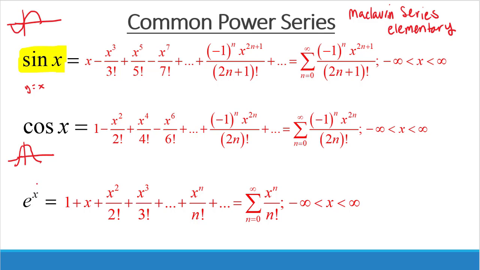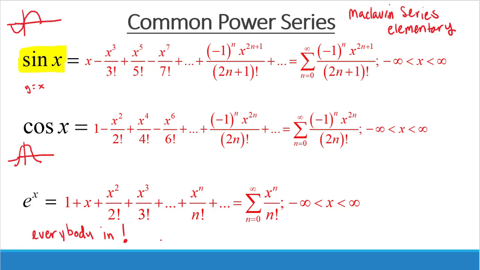E to the x, I have a silly way of remembering this. It's so silly, I thought of it the first year that I was teaching this class. I remember it as "everybody in!" Exclamation point. The exclamation point's important. Everybody in. You start with 1 and you have every power with the factorial on the bottom, not the exponent, the factorial, the exclamation point. So that's how I remembered those three.